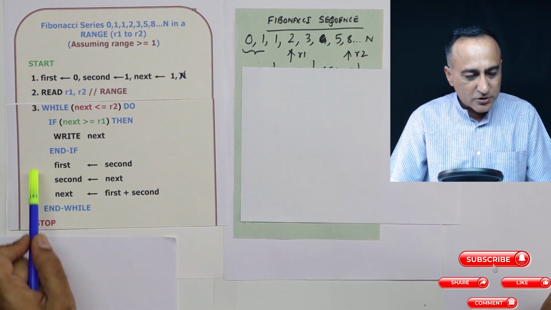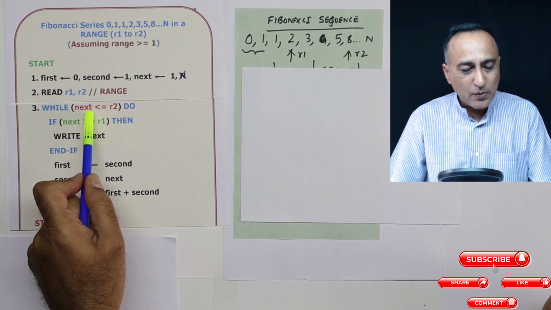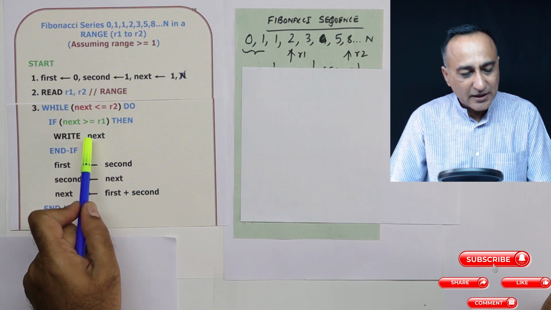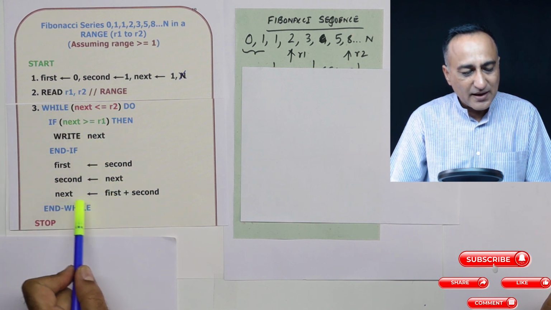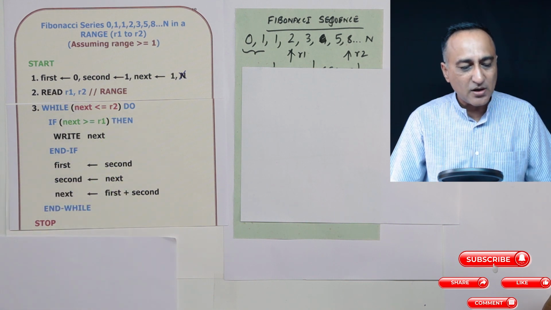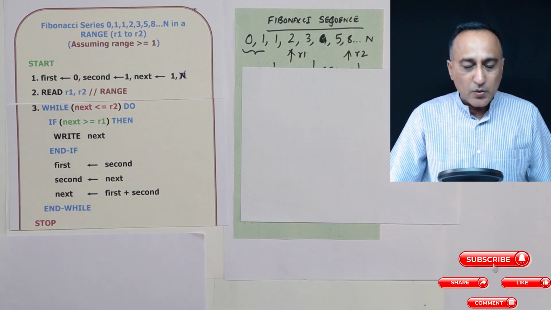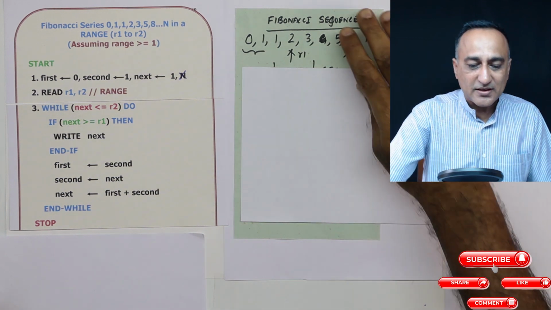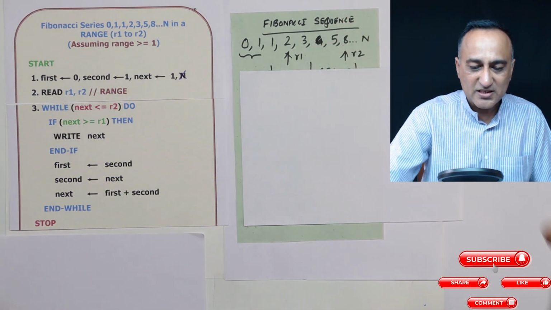This process will keep continuing till the value of next is equal to 8. It will print 8. But after that, when next becomes 13, 13 is not less than or equal to 8, and you will come and you will stop. Now we will run through this logic with certain test cases to get a better understanding.